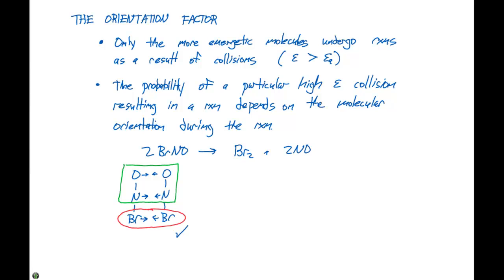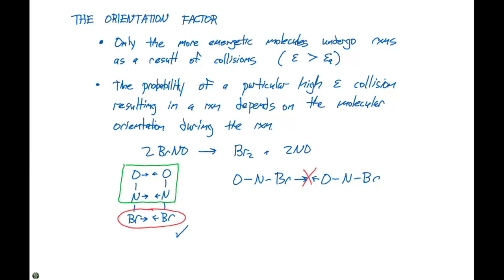But what happens if this molecule is going this way and it hits the back end of another molecule? In this case right here, the bromine and the oxygen are not going to form a product. So even if we hit this with enough energy, the orientation here will not allow for a suitable chemical reaction.